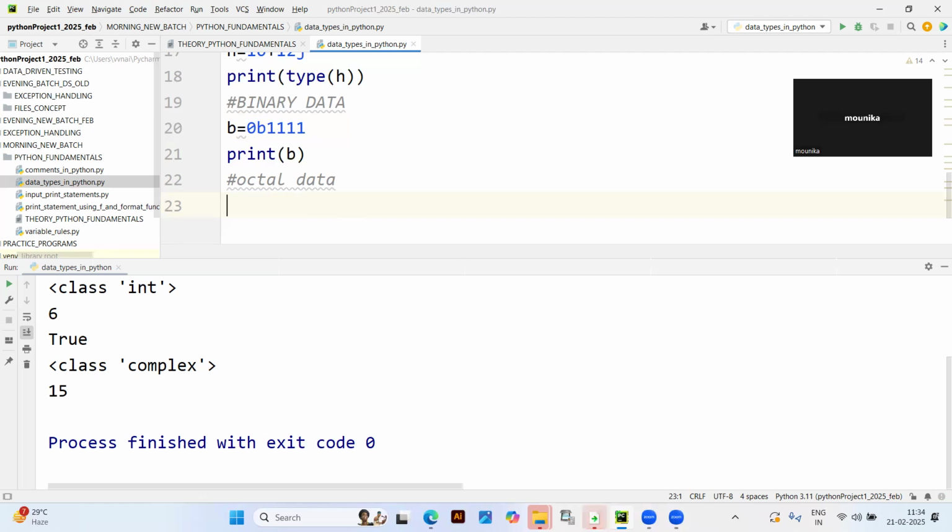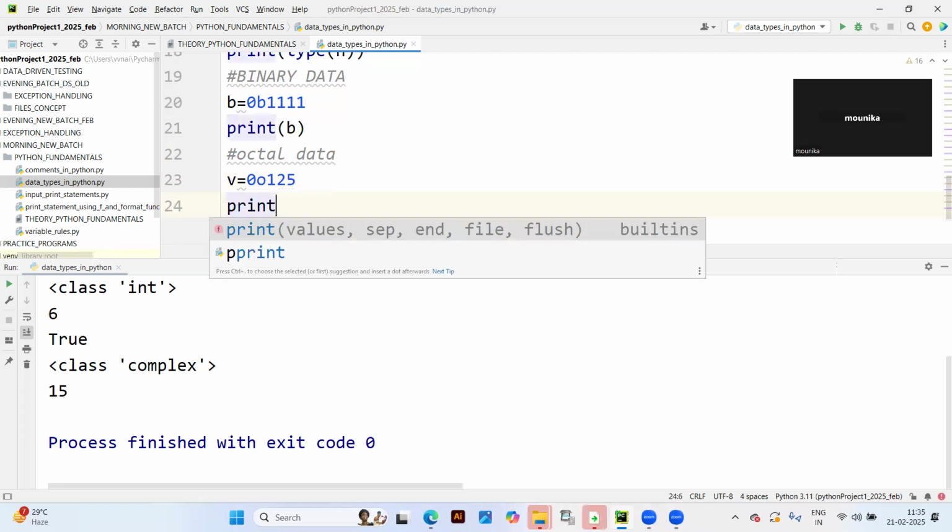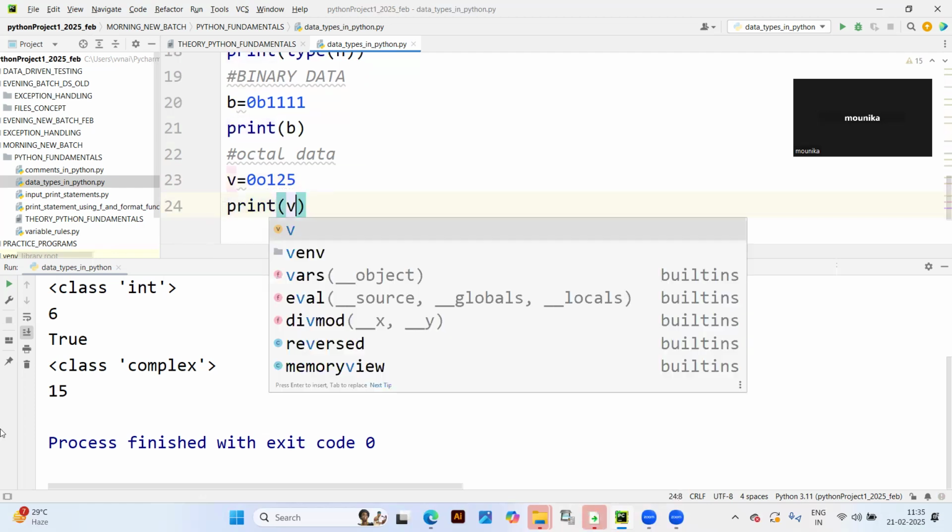Are you clear? Like octal data. Octal data is base 8, the range of values from 0 to 7. Absolutely, right? Okay. Now, obviously, I'll declare V is equal to 0 followed by O followed by 1, 2, 5. Clear? Now, this is the octal data. If you print V, it will show you the equivalent decimal data.